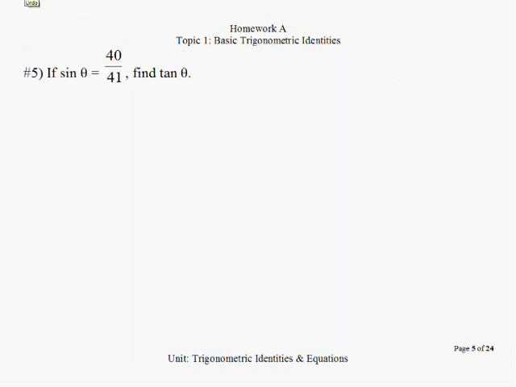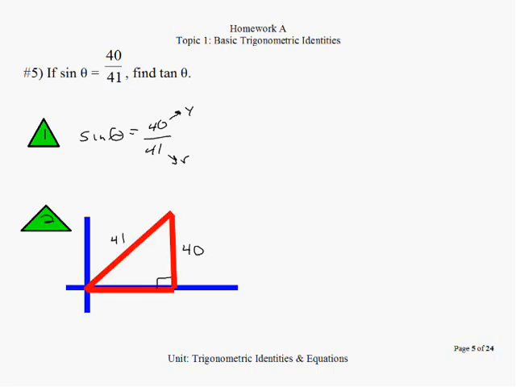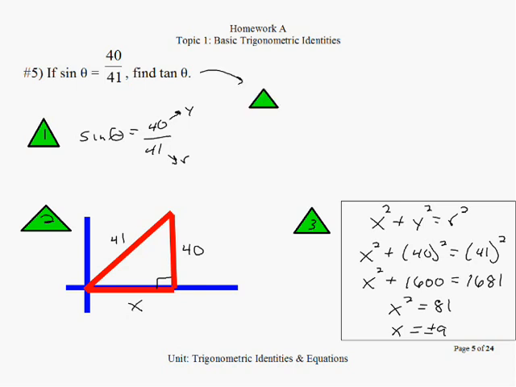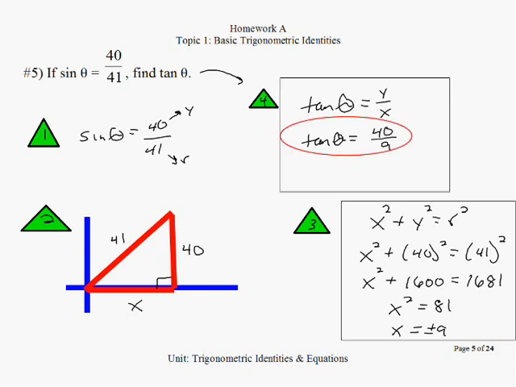Number 5. Sine of theta is 40 divided by 41. Find tangent of theta. Sine is y over r. Therefore, y is 40 and r is 41. To find x, use the Pythagorean Theorem. 40 squared is 1600. 41 squared is 1681. Therefore, x is plus or minus 9. We're in quadrant 1, therefore it's positive 9. Tangent is y over x. That's 40 divided by 9.